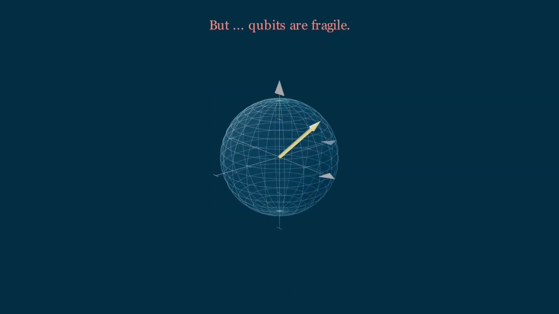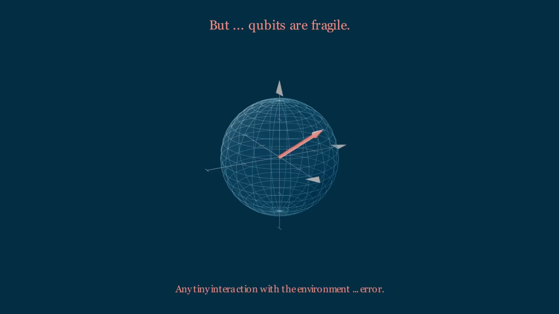But, and this is critical, qubits are fragile. Any tiny interaction with the environment, a stray electromagnetic field, a vibration, even a single photon, can disturb the qubit and introduce an error. This is the fundamental challenge. Now let me show you why fixing quantum errors is so much harder than fixing classical errors.